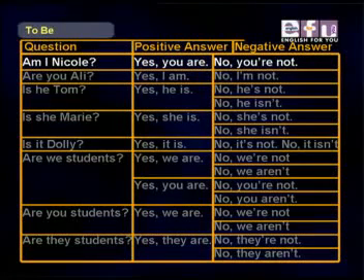Question, am I Nicole? Yes, you are. No, you're not. Are you Ali? Yes, I am. No, I'm not. Is he Tom? Yes, he is. No, he's not. No, he isn't. Is she Marie? Yes, she is. No, she's not. No, she isn't. Is it Dolly? Yes, it is. No, it's not. No, it isn't.